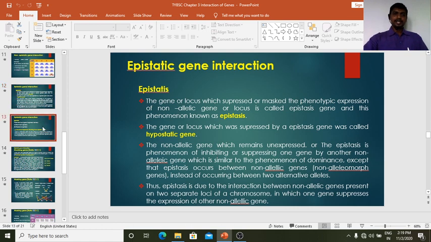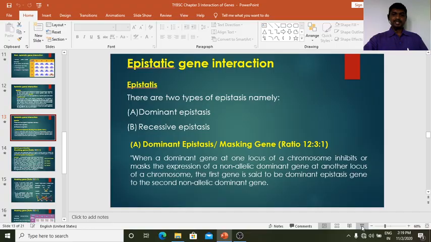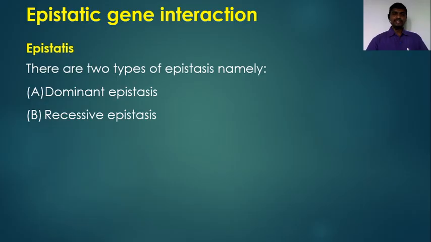Next is the types of epistasis. There are two types of epistasis: dominant epistasis and recessive epistasis. Based on whether the epistatic gene is dominant or recessive, there are these two types.